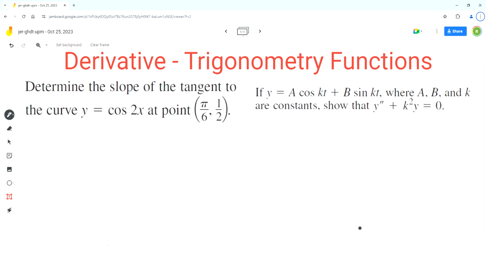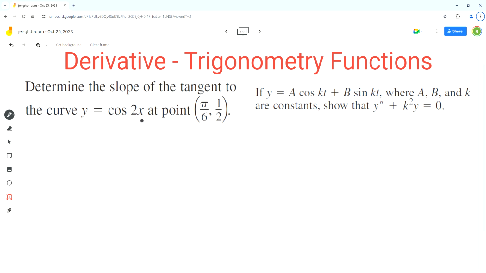So in this video, we'll solve these two problems using the concepts of derivatives. As per the first problem, determine the slope of the tangent to the curve y equals cos 2x at point (pi over 6, 1 over 2). So we have to find the slope of the tangent to this curve y equals cos 2x.